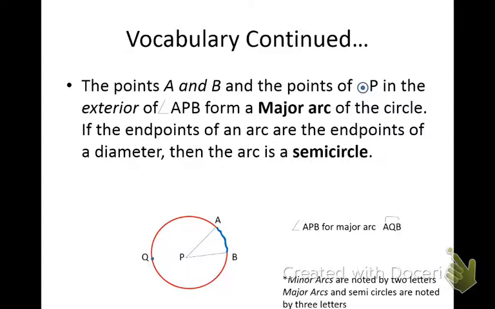Now, if the endpoints are a diameter, then the arc is a semicircle. So if we draw this line here, we would say that arc CQD is a semicircle. All right? Questions there? Okay.